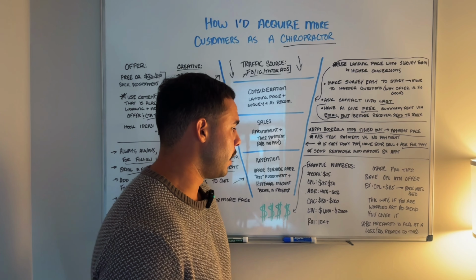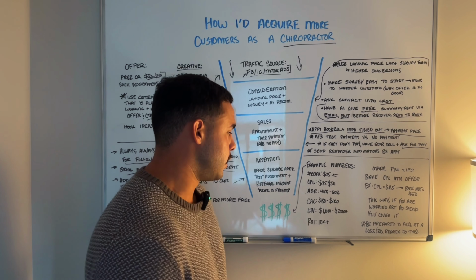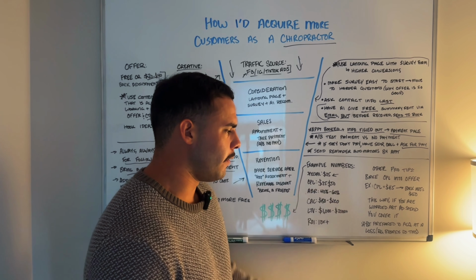And so if we're looking at our sample numbers, say the special is $25 to get the back adjustment, and your cost per lead is $25 to $50.